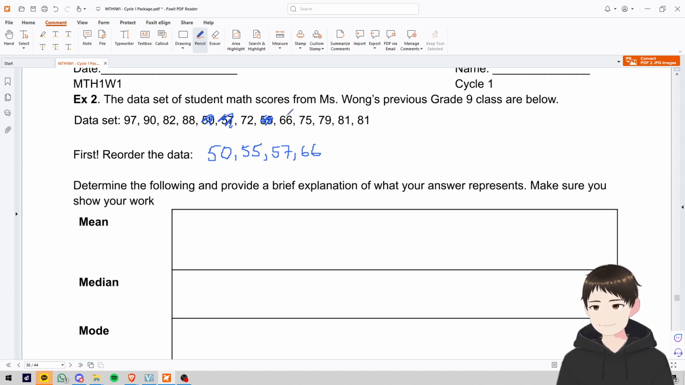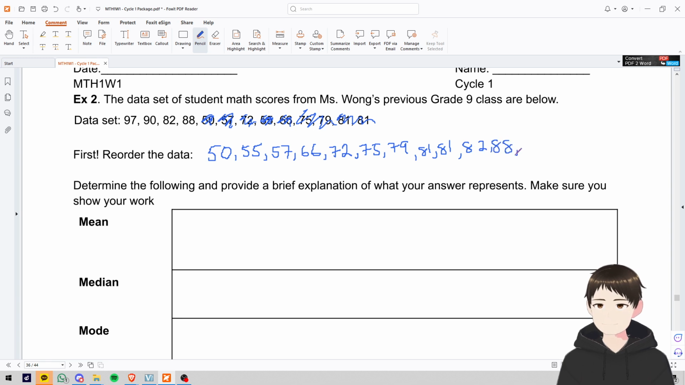So it'll be 66, 72, 75, and 79. 2 81s. 82, 88, 90, and 97. Okay, there it is. Determine the following and provide a brief explanation of what your answer represents. Make sure you show your work.